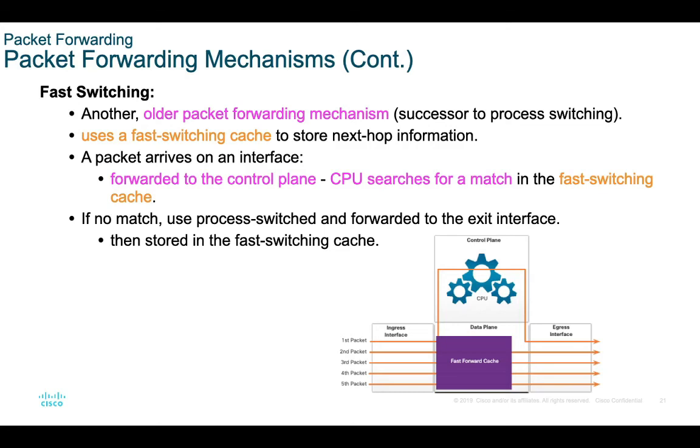When there is a packet that doesn't have a match inside the fast switching cache, it will go to process switching. So that's how the fast switching cache is built up.